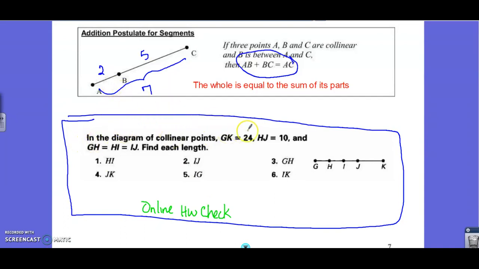So I want you to read this really carefully. The important thing to unlock this puzzle is that right there. A lot of geometry is solving, piecing together little puzzles. In this case, we know GH, HI, and IJ are all the same. They're all equal. The symbol that I'll mark in to show that they're equal, I'll put a little slash in all of them.